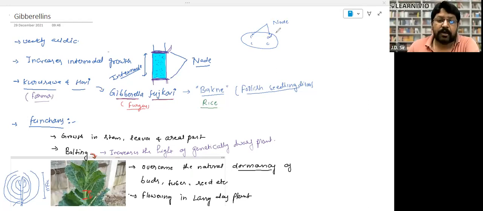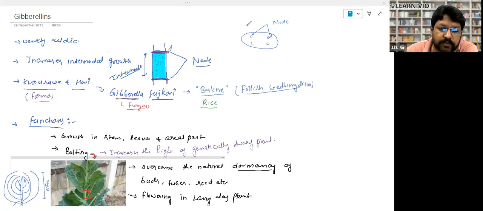In the same way, here you can see the node and internodes are found, right? So node and internodes are found, and the internodal length, the length between the two nodes, is increased with the help of the gibberellin, right?